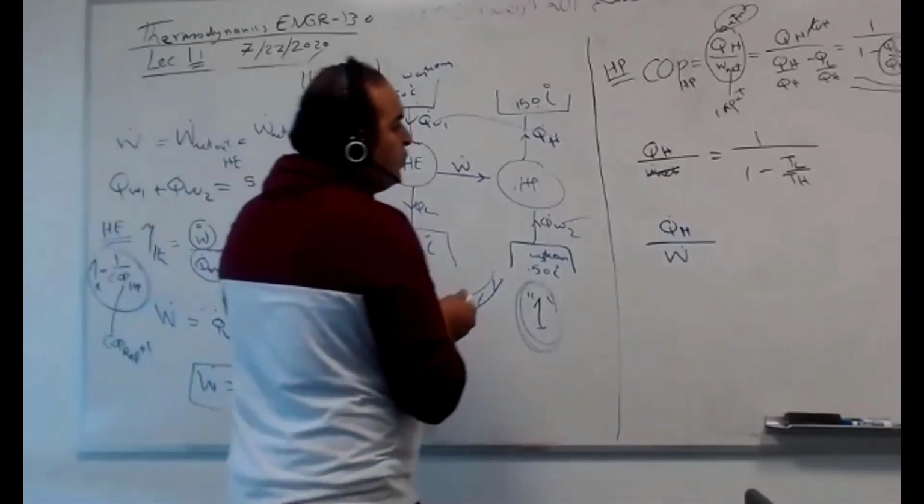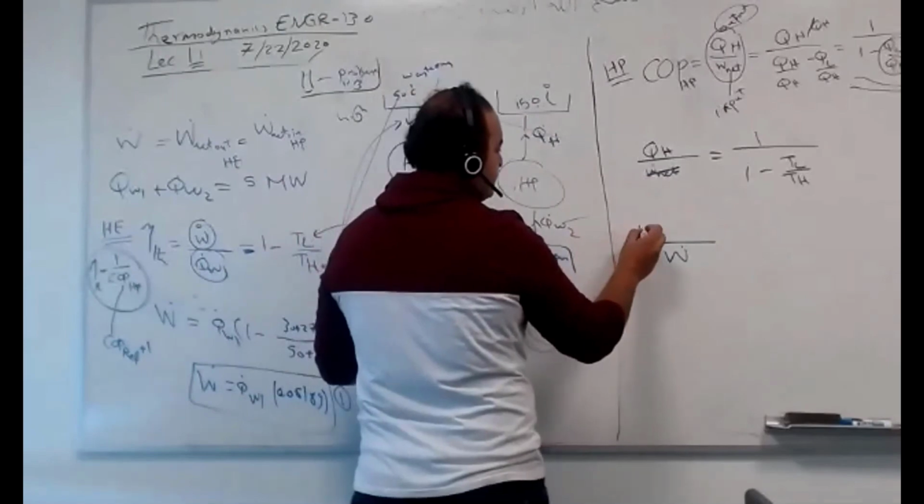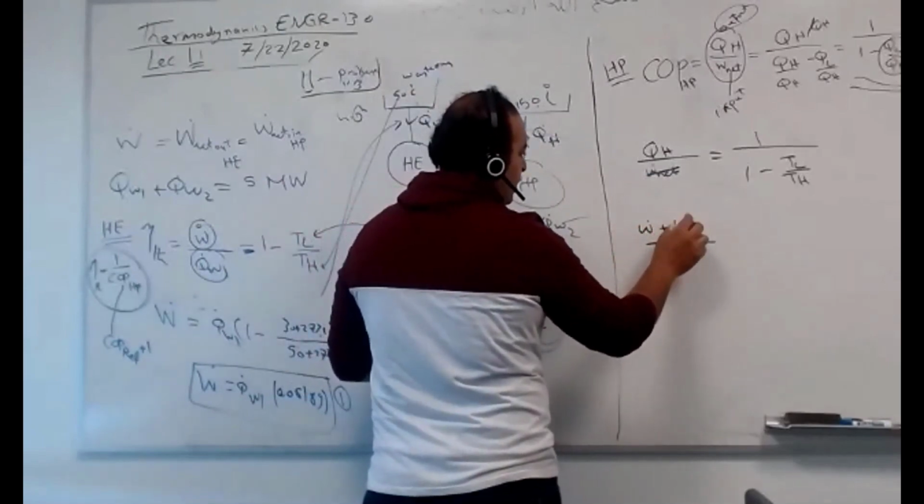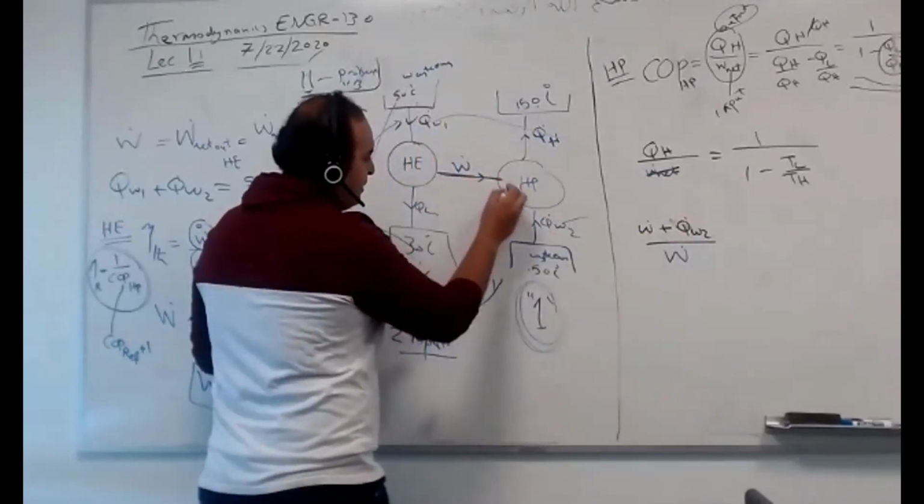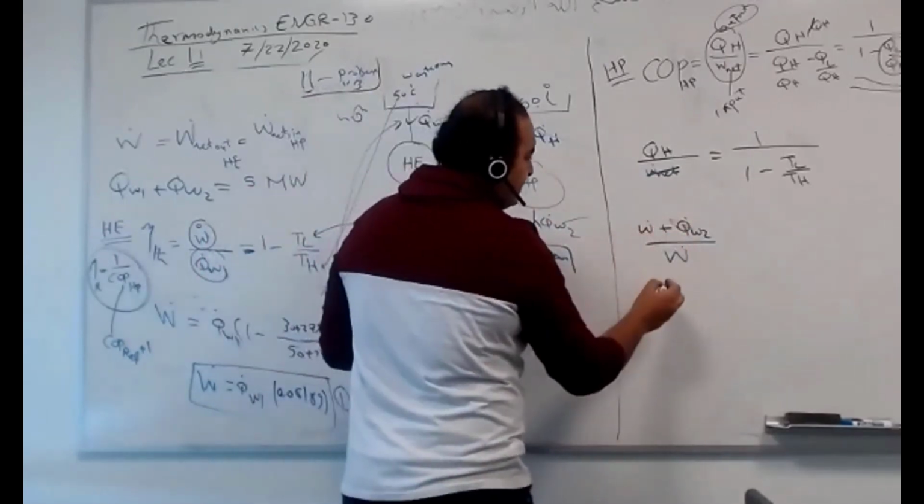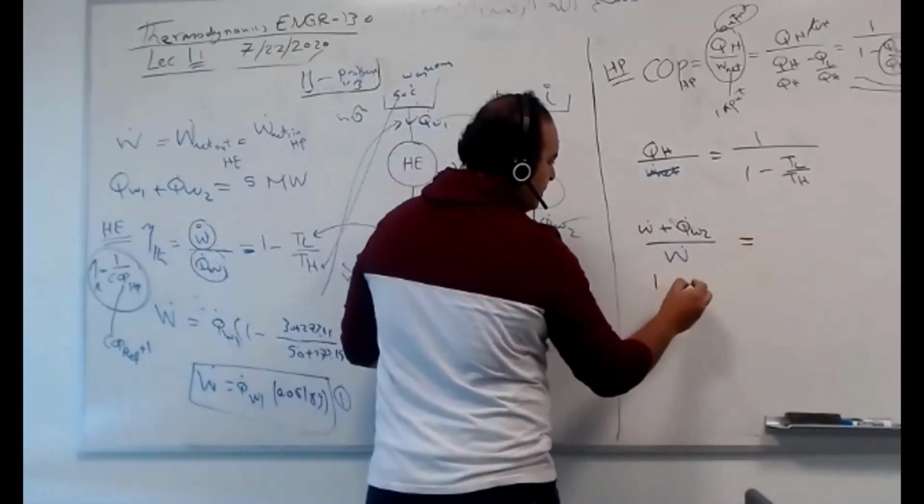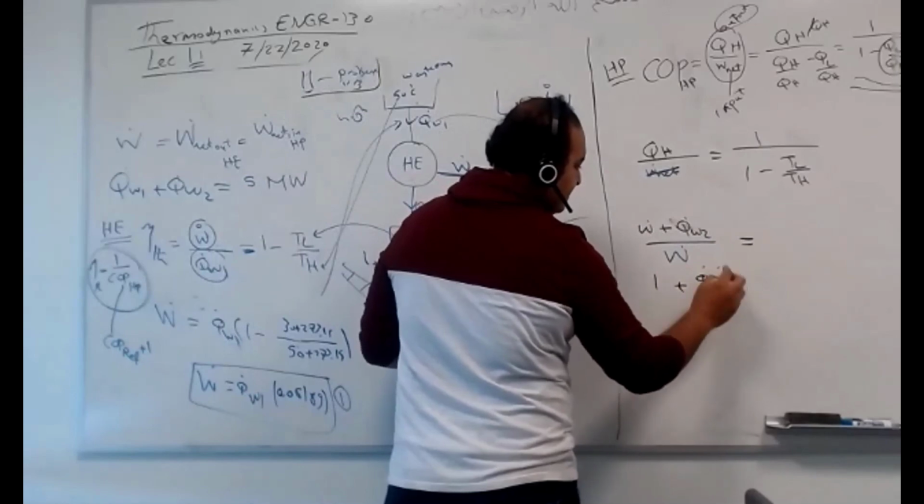Keep it now. If you want, guys, this Q high is this plus this. It's W dot plus Q W, sorry. This is better. This plus this equals this. So you can rewrite this to be 1 plus Q W2 over W dot. That's better. This is much better.